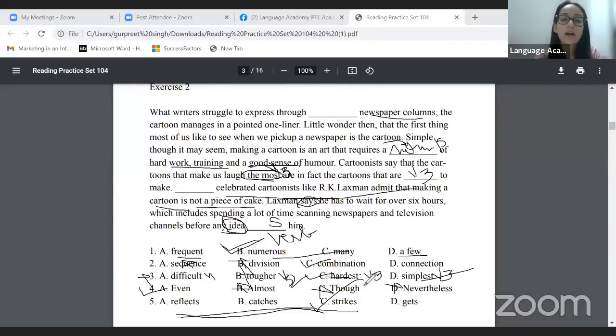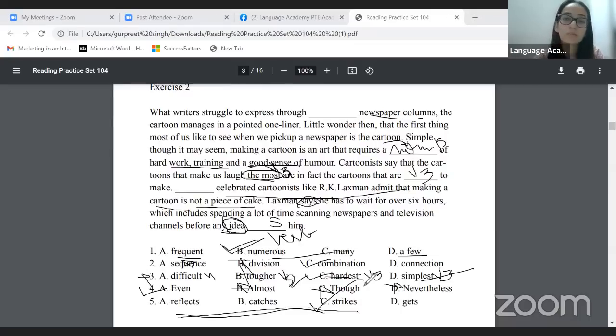And the last one, idea dash him. Idea is singular. We need a verb with S. And then the verb strikes is a better academic version of the word get only. How did you get this idea? How did this idea strike you? So that's why, again, we have to go with a better academic combination of idea plus verb.